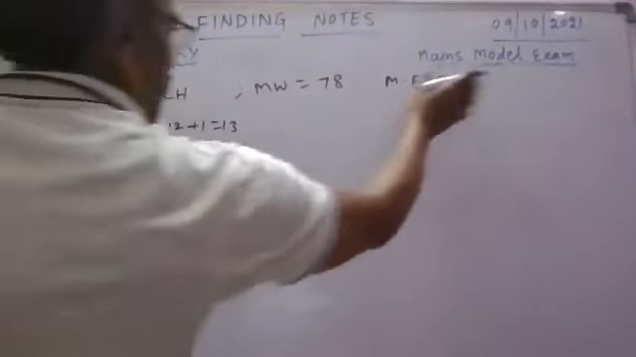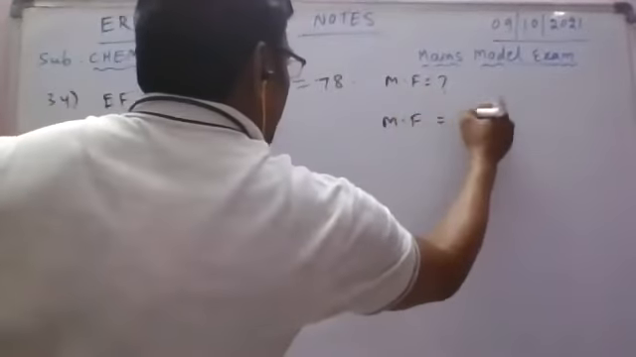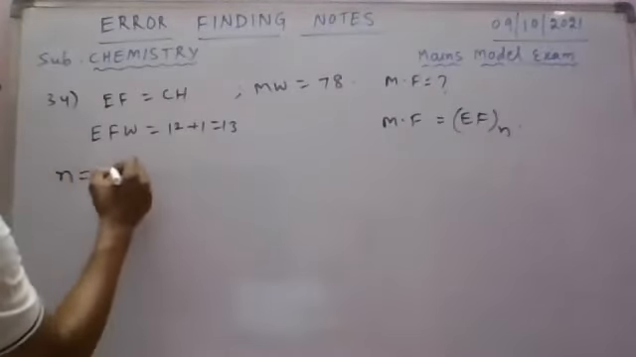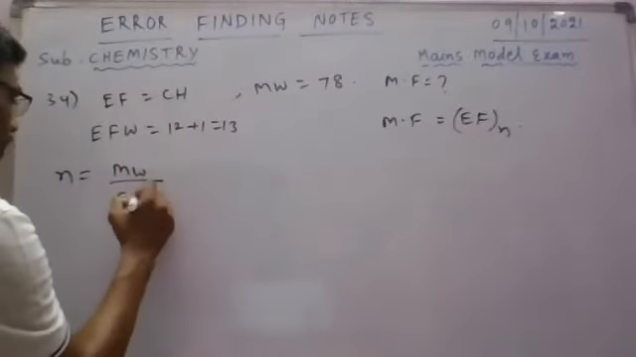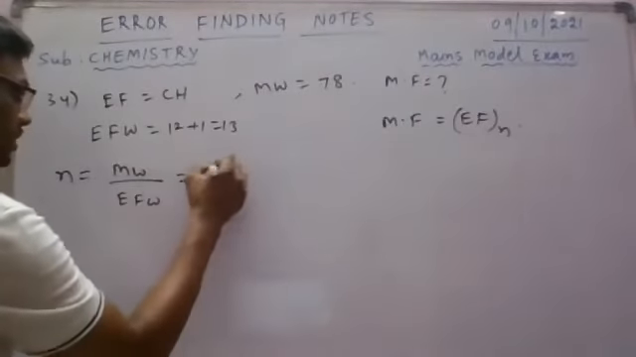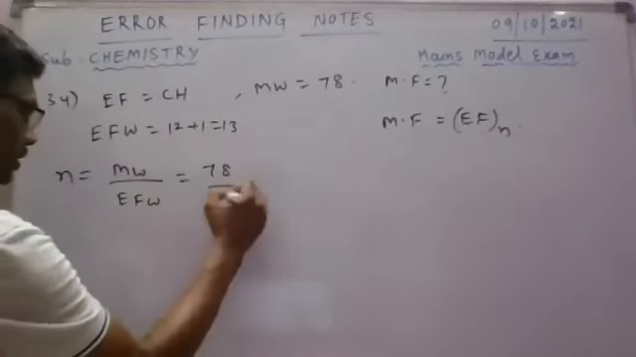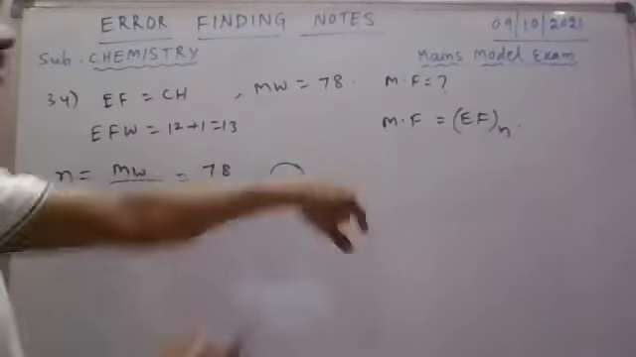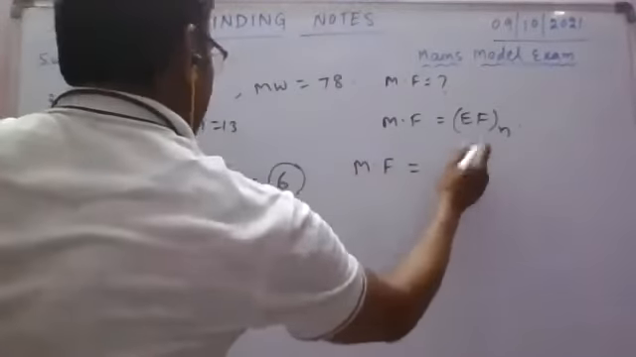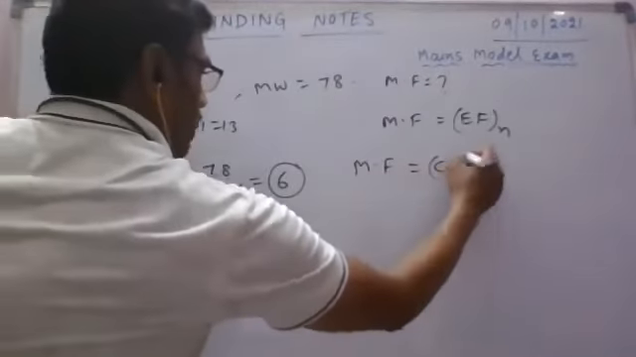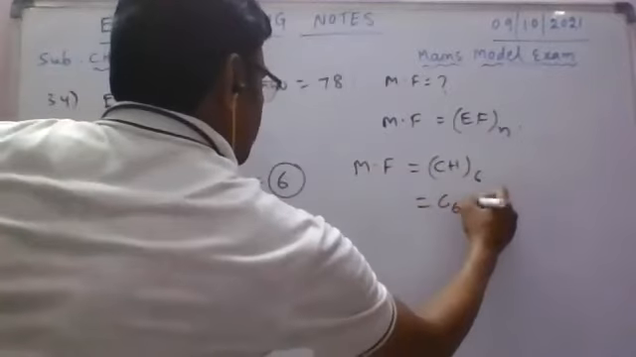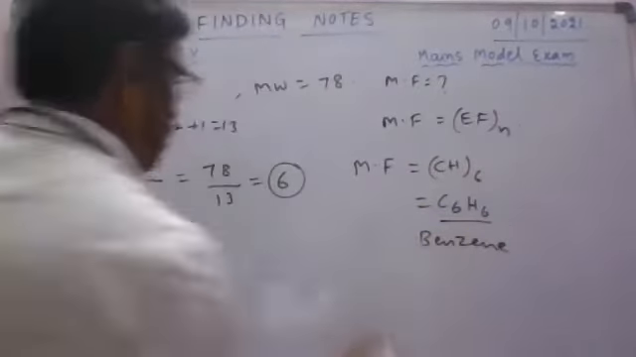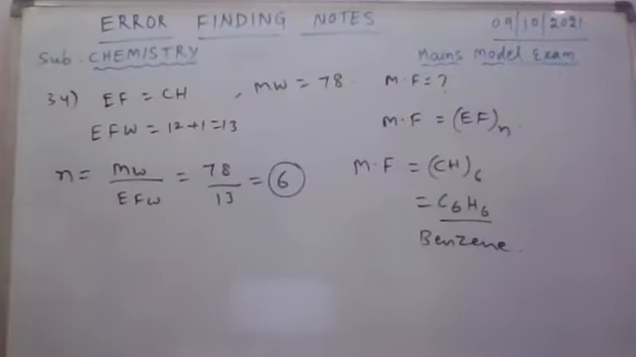Molecular formula is equal to empirical formula n times, where n is equal to molecular weight by empirical formula weight. Molecular weight is given as 78, empirical formula weight is 13, you get 6, n value 6. If you substitute this, the molecular formula is empirical formula CH taken 6 times. So C6H6. This is benzene. The compound name is benzene.